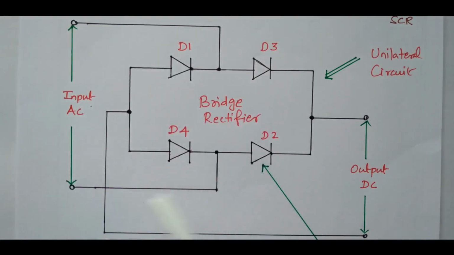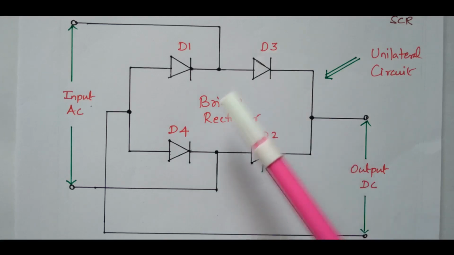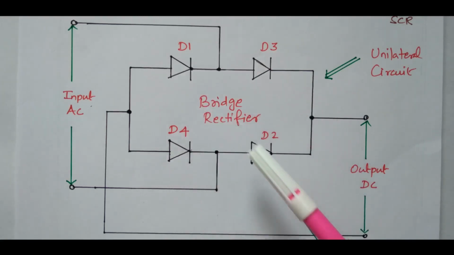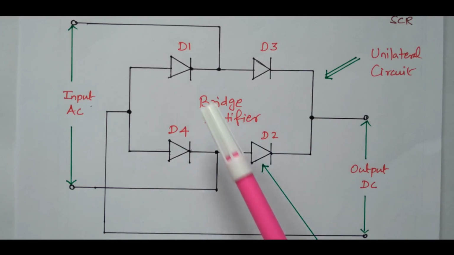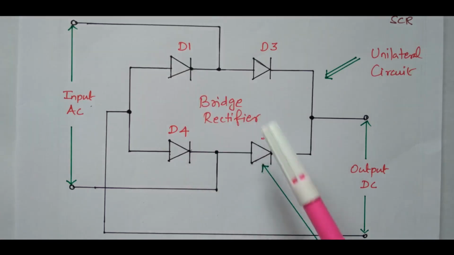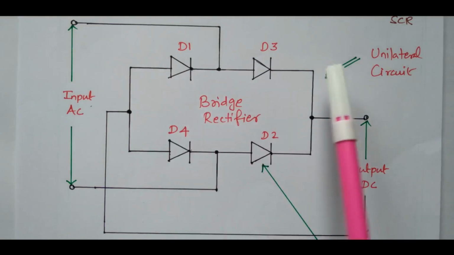Right? The AC voltage is given, and we are getting the DC output. During the positive half cycle, D1 and D2 will conduct. D3 and D4 will not conduct because of reverse bias. During the negative half cycle, D3 and D4 will conduct, but D1 and D2 will not conduct. So each diode will work in only one direction. In order to get both the positive and negative cycles, four diodes are connected.